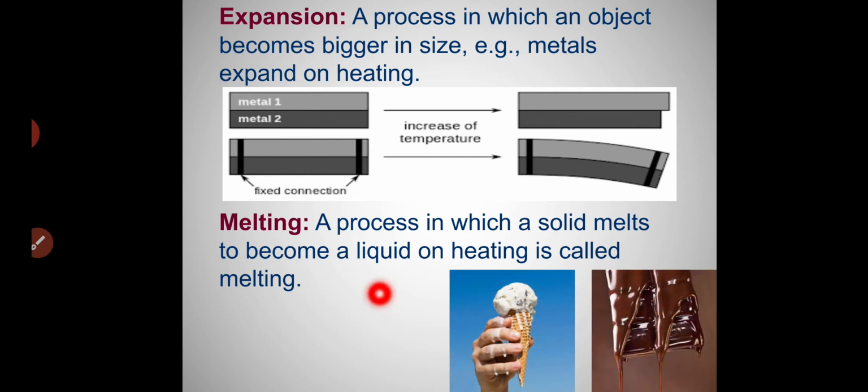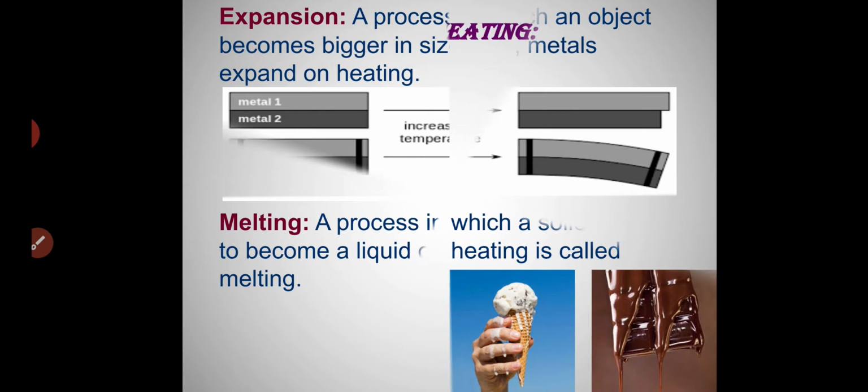Now you can see when you are going to eat ice cream, when it comes to your hand, it starts melting. Why? Because of hand temperature or what? No, because of your natural temperature. Because when it is in the freezer refrigerator, its temperature is very low. And the same with chocolate, because of temperature it starts melting.